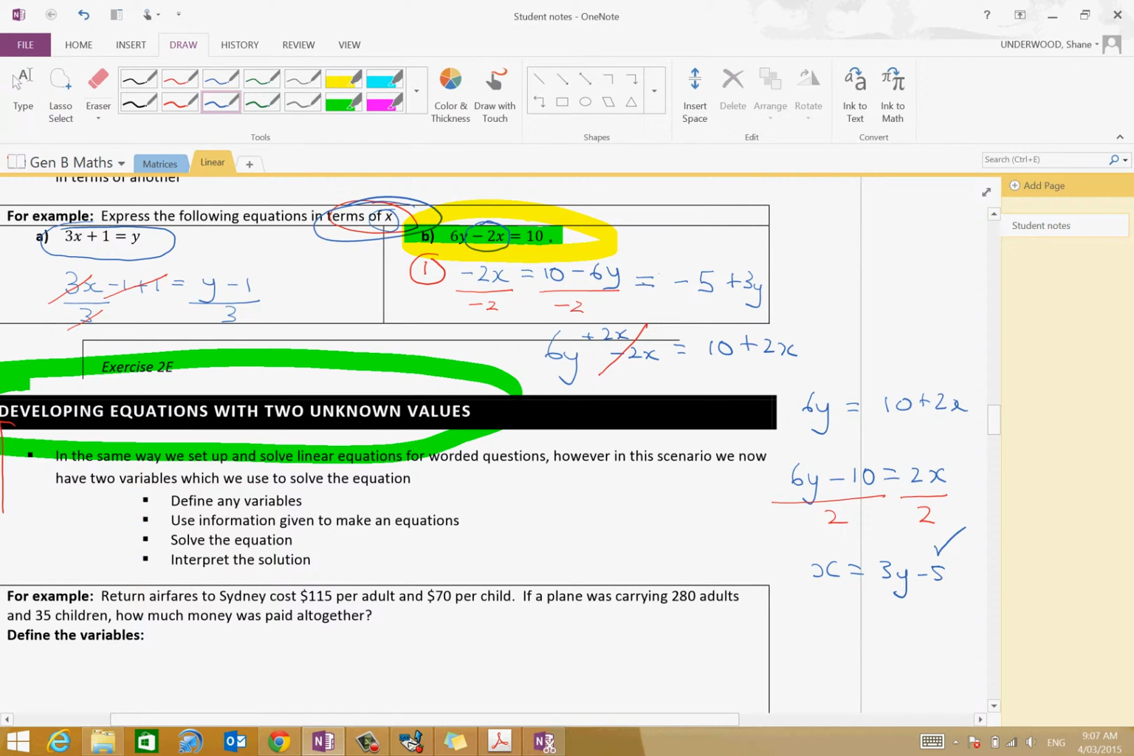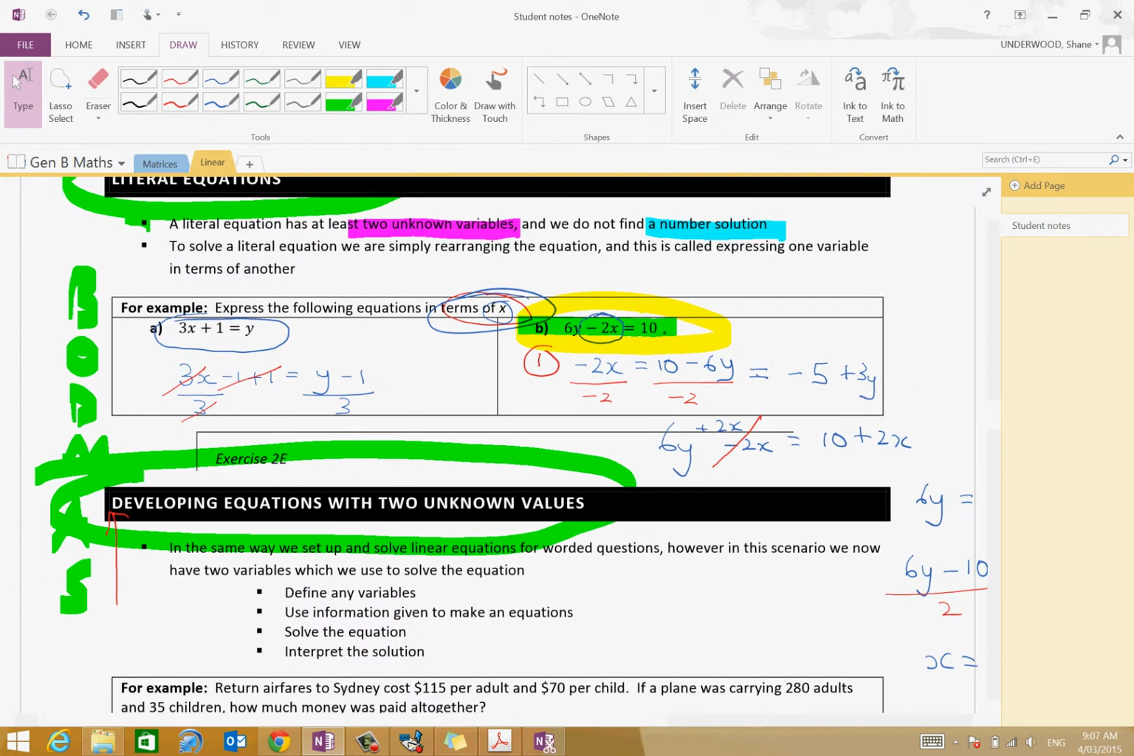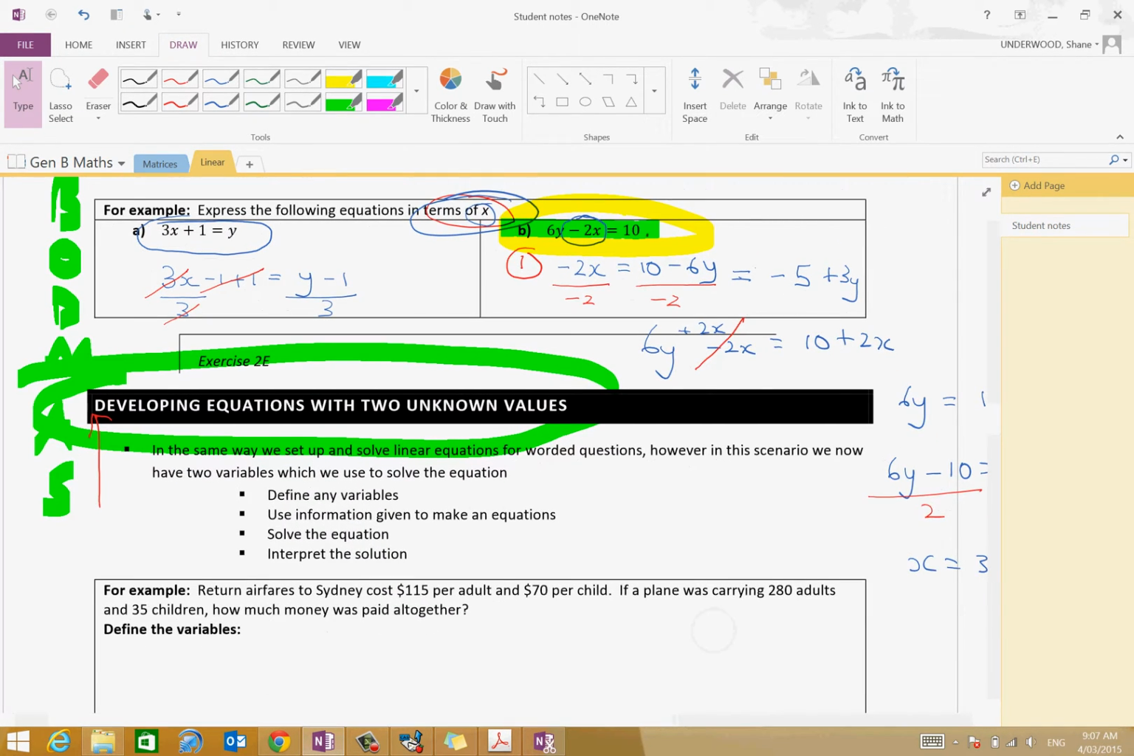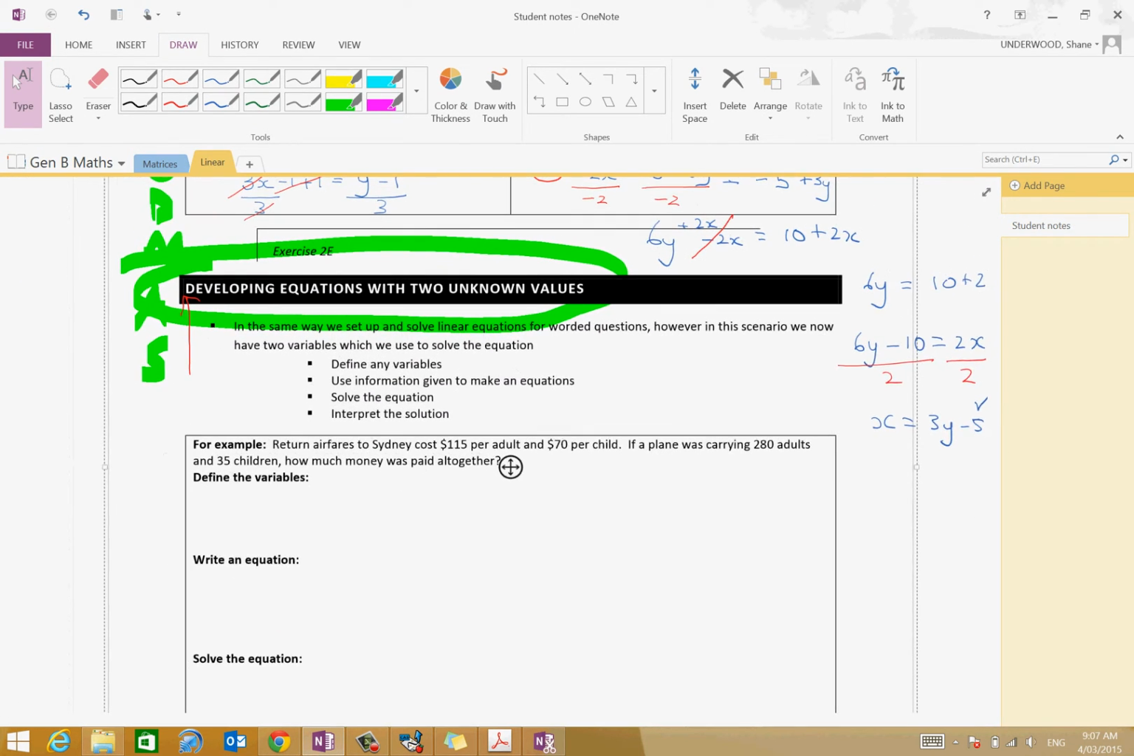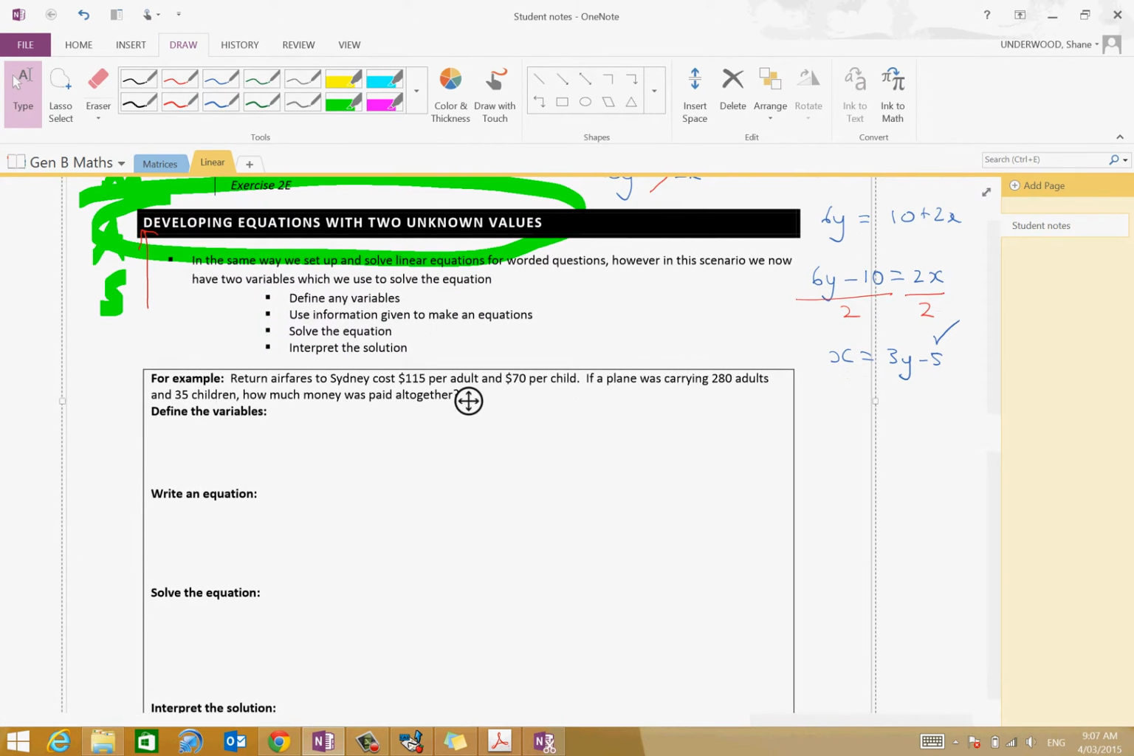So that's pretty much all we're doing with literal equations, is that we're simply rearranging the equation to express one variable in terms of the other. And you can do it both by hand and in your calculator. Because we're in further maths, we can use our calculators.